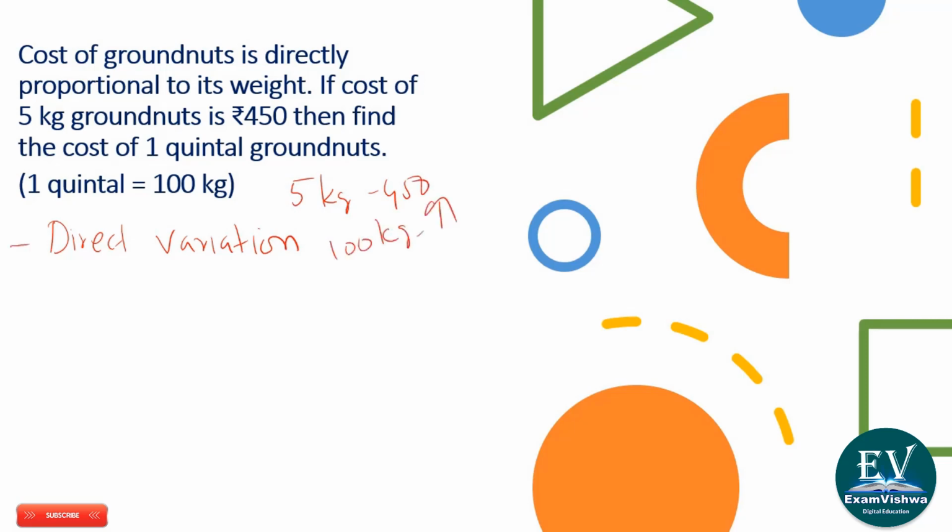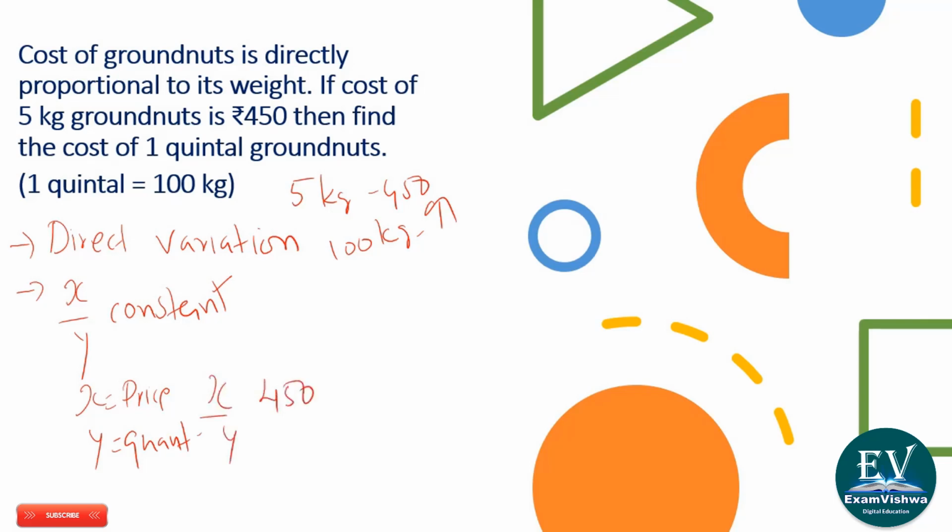We also know that if it is a matter of direct variation, x upon y is a constant. We can take anything as x over here. Suppose we want to find the value for 100 kilograms. In that case, let x be the price and y be the quantity. Then we will write x upon y: 450 rupees for 5 kilograms will be equal to x rupees for 100 kilograms.